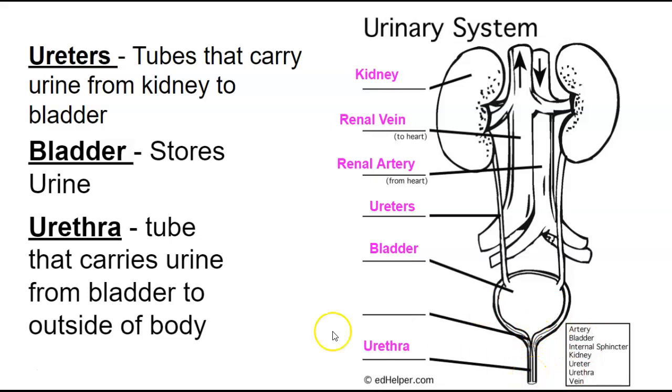There's a tube, and it carries urine to the outside of your body. And so the urethra then is the tube, and it becomes the hole to the outside of your body. So those are the parts of the excretory system.